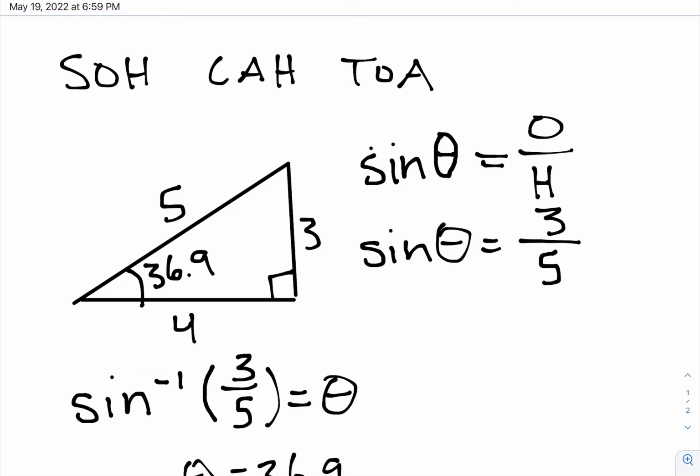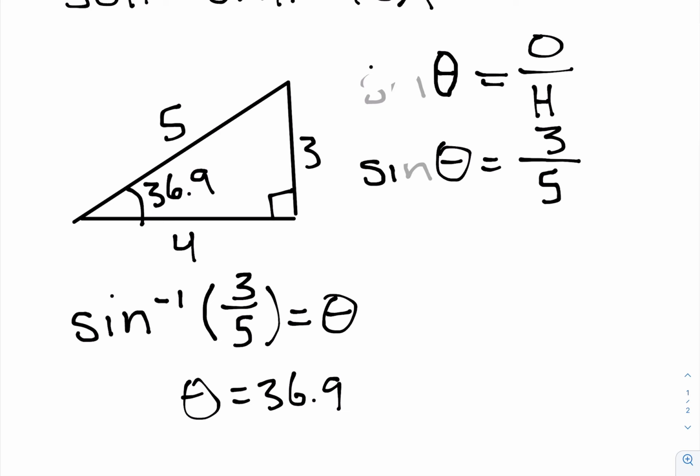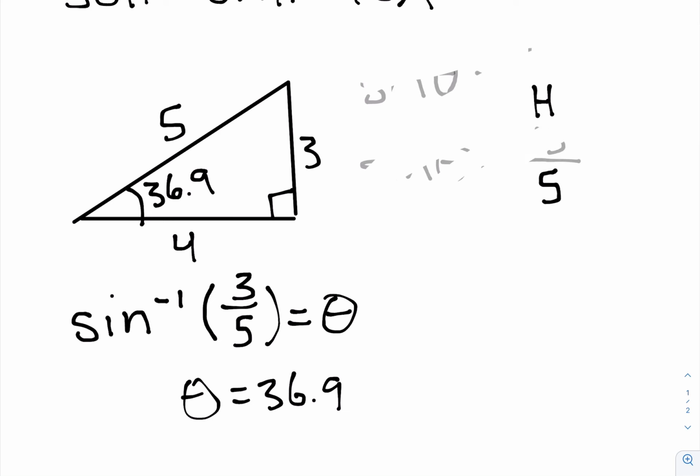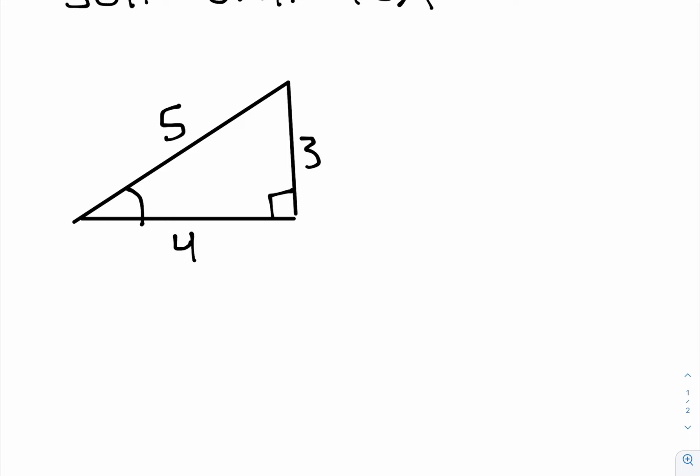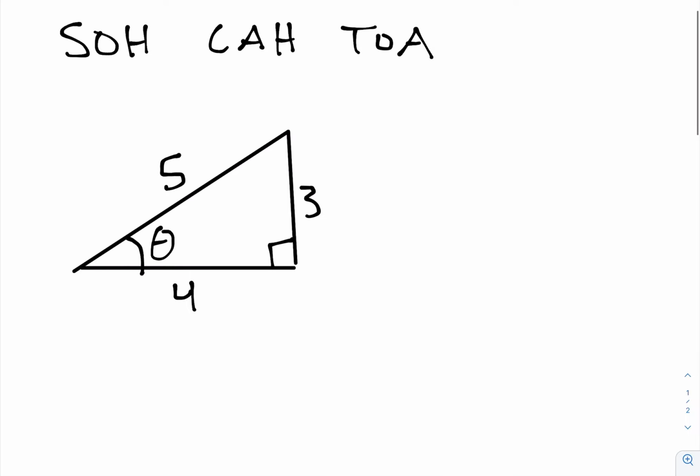Absolutely. Let's say sine didn't exist. We have no idea what sine means. How could we figure out the angle theta using CA and TOA? Well, luckily, it's all kind of the same idea. So sine was opposite over hypotenuse. That's where the OH comes from.